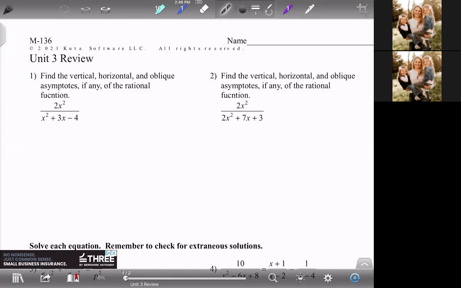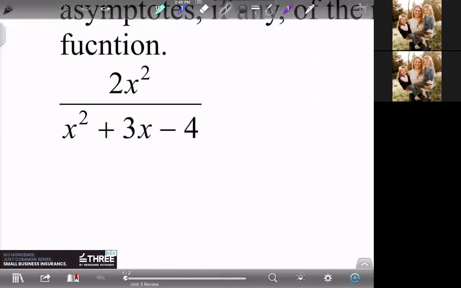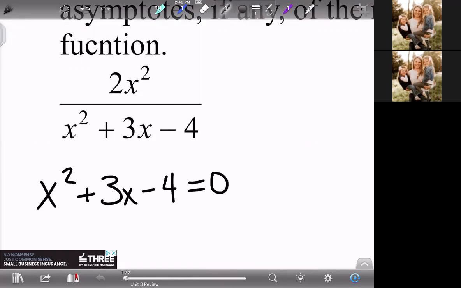tomorrow. So question number 1 and 2, we're asked to identify or find any vertical, horizontal, or oblique asymptotes, if any, of this rational function. So first thing we're going to do is find the vertical. In order to find vertical asymptotes, we're going to take the denominator and we're going to set it equal to 0. So we're going to have x squared plus 3x minus 4 equals 0. Then we're going to take this equation that we just created and we're going to solve for x.